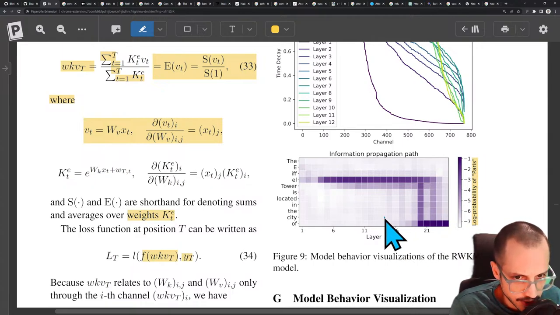So you can see exactly where the model is making its decision. And it's making it as soon as you say the Eiffel, boom. That's where really the path is. It's kind of cool. It's kind of interesting that it doesn't happen until the last layer. Like, what are all these layers over here doing?